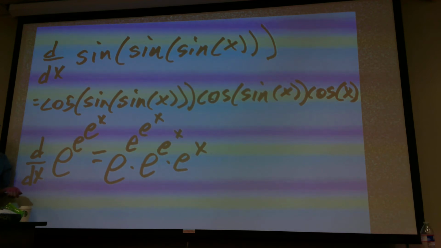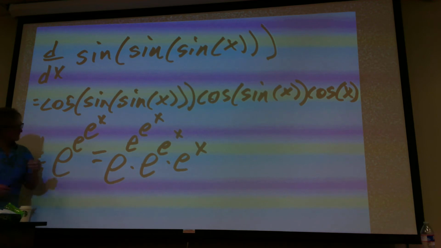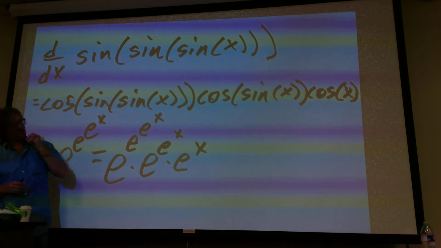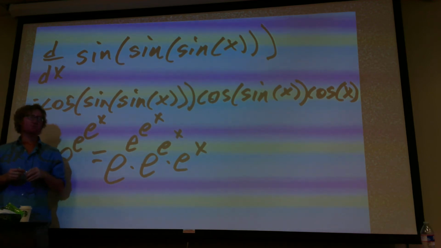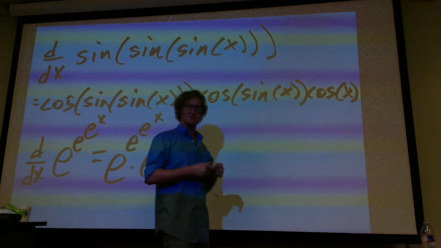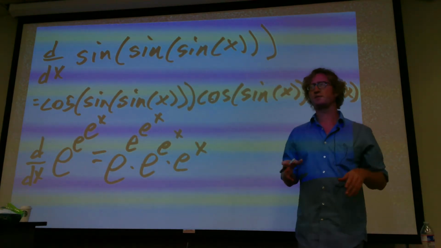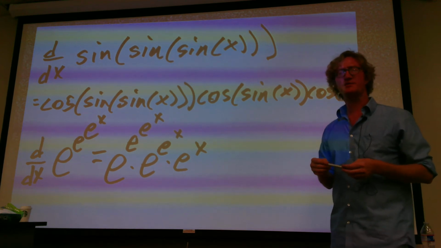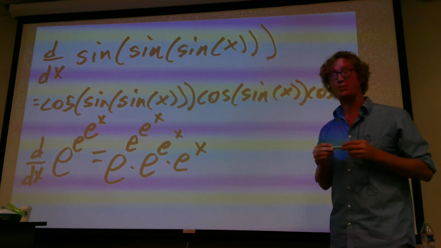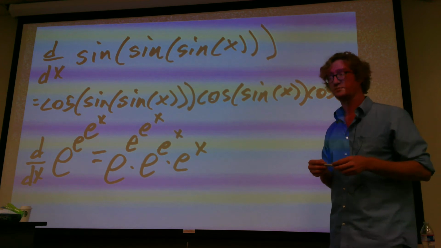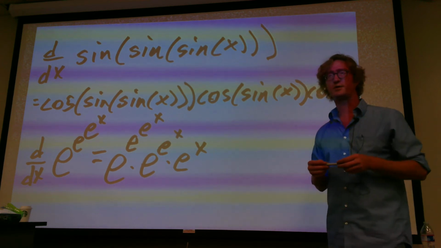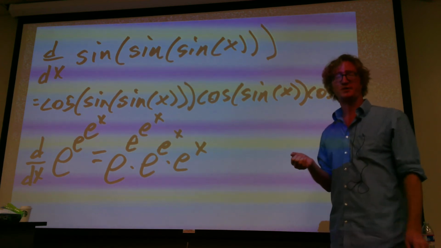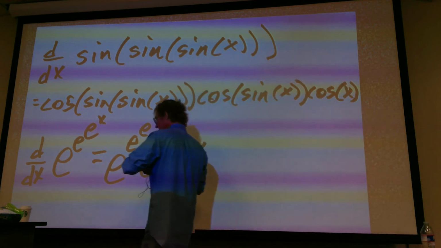Let's ask ourselves, what if we had three things being multiplied together instead of just the chain rule? Let's just say, what if we had three things being multiplied together? How do we extend the product rule? Actually, I don't want to go there right now. Why don't we prove the quotient rule right now?